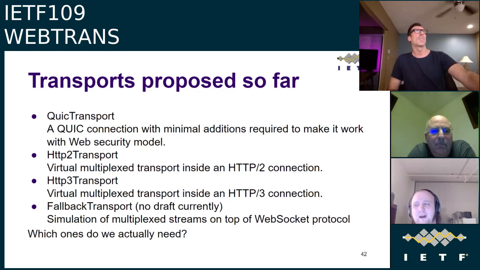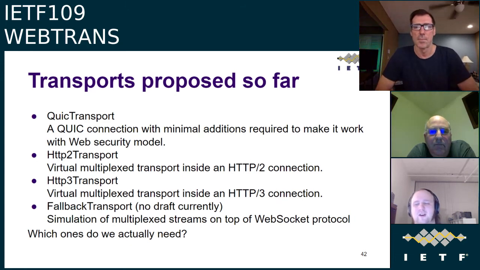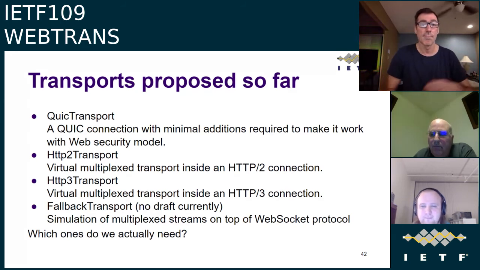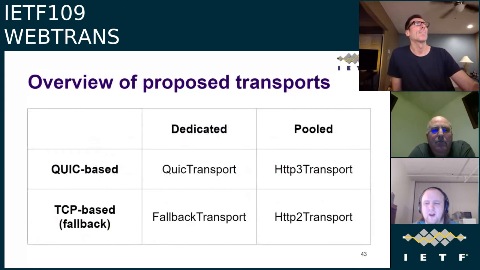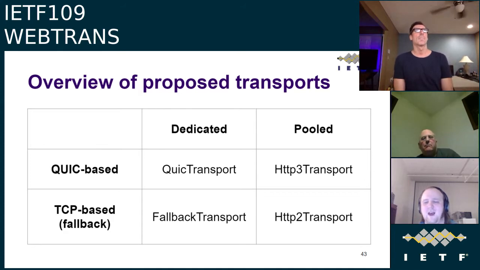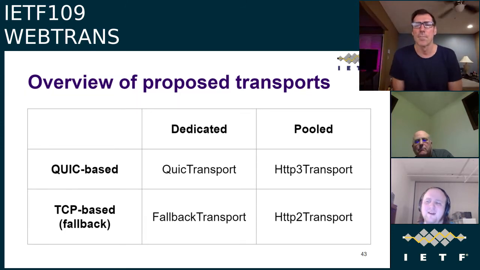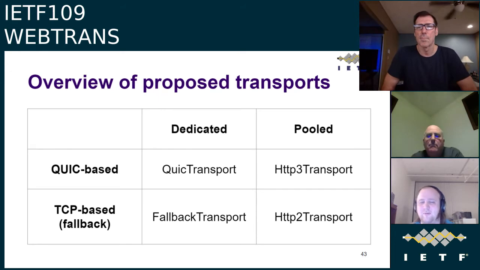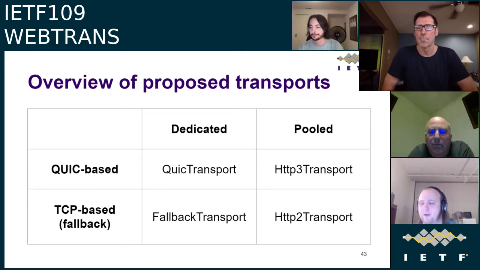There is a hypothetical fallback transport, which I think at this point no one seriously considers, because the idea was that you could roll a transport on top of WebSocket, but you can do that completely yourself, so we don't need an IETF working group for this. Next slide. As an overview, there are very easy axes that you can split on: dedicated versus pooled, QUIC versus TCP. Those are the defining characteristics. Those used to be less defining, but with the latest updates to QUIC transport, H3 transport, etc., I feel like they're the most important characteristics of all of those. Next slide.